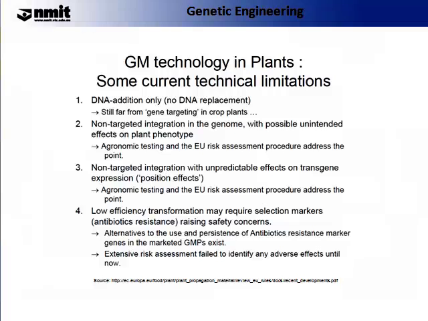So what are some of the technological difficulties in the GM technology? Well, one such limitation is the DNA addition only, so no DNA replacement. This is still far from gene targeting in crop plants. Secondly, there is no targeted integration in the genome, with possible unintended effects on the plant phenotype.